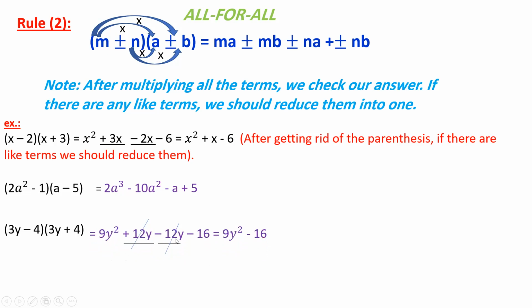Now we reduce the like terms. Plus 12y and minus 12y are like terms, and they are opposite terms, so their answer is 0, so we cancel both terms. So my answer is 9y squared minus 16. This is the expanded form. It has no parentheses in it.